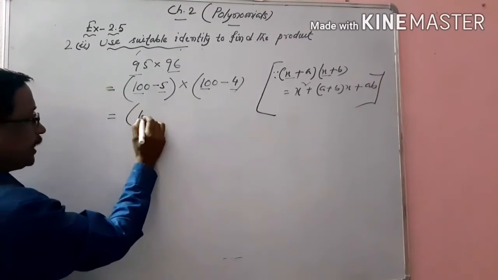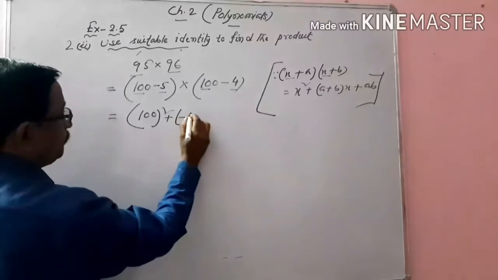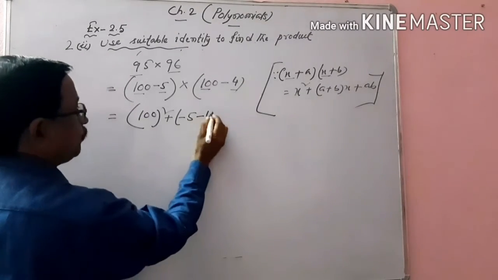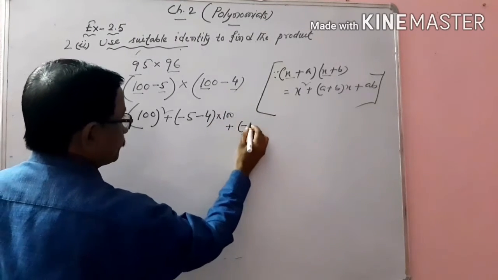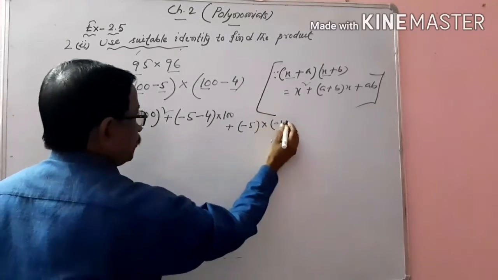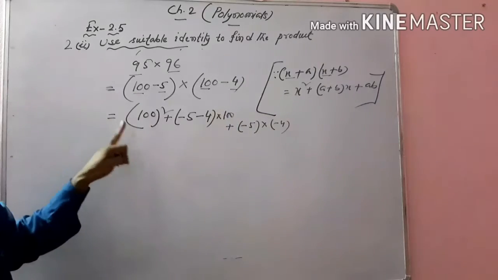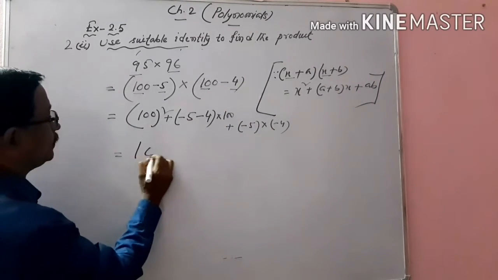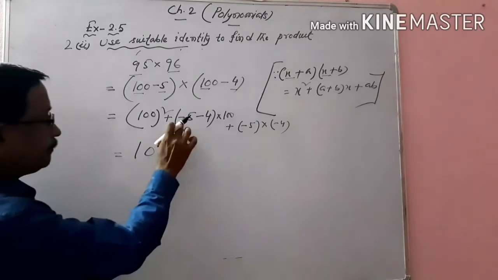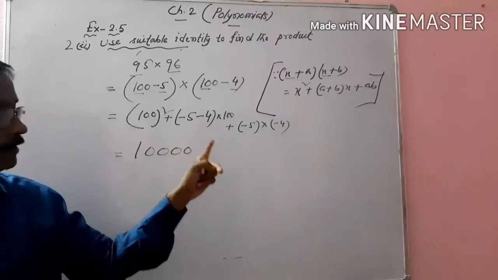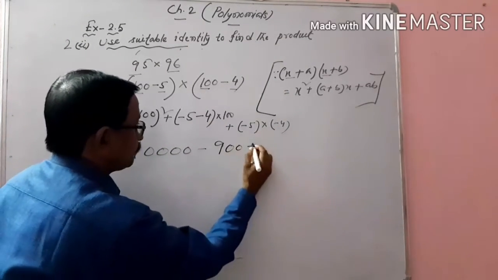As it is x, you write accordingly. x square means what? 100 square plus minus 5 and minus 4 into 100. And next one is minus 5 into minus 4. This step is clear. According to this identity, you put it accordingly. Then 100 square means 100 into 100. And minus 5 minus 4, that is minus 9. Minus 9 into 100, of course, minus 900. And this one is plus 20.